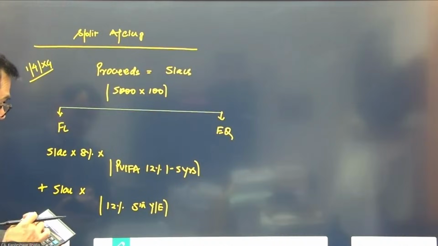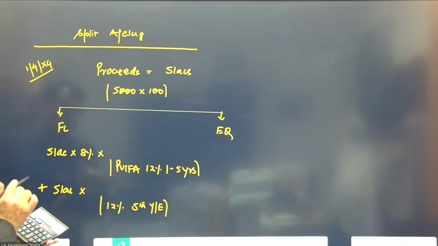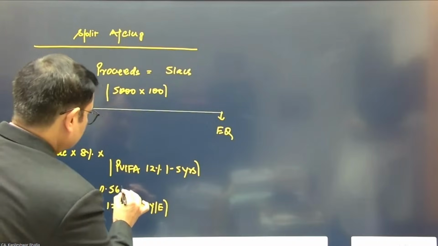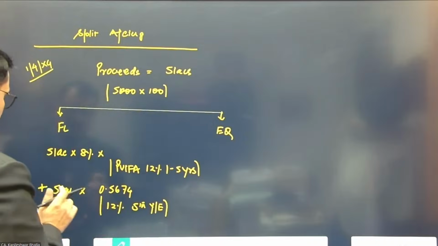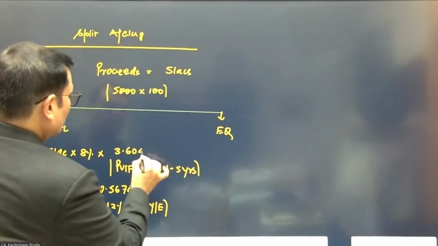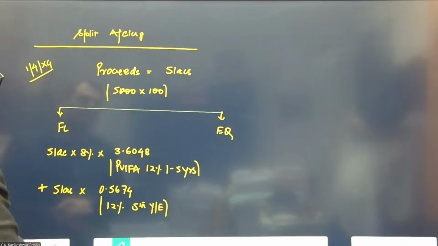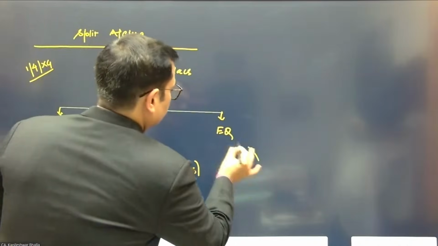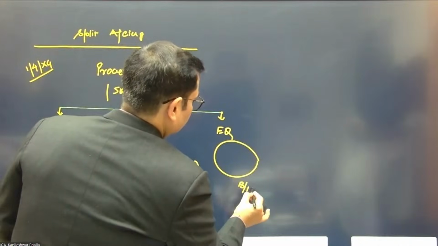So let's see what is at 12%. 1 divided by 1.12, 1, 2, 3, 4, 5. So this is going to be 4 decimals: 0.5674. And the annuity factor is 3.6048. This is 4 decimal places. Let's see what is the present value of the interest and the principal. Then we can take equity as a balancing figure in this case.